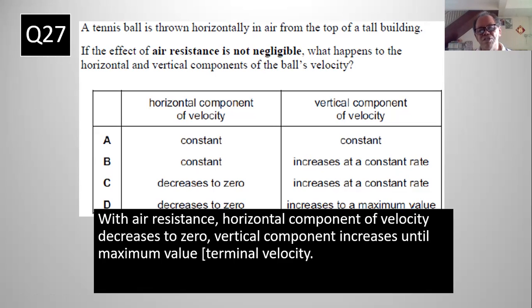With air resistance, the horizontal component of velocity decreases to zero. The vertical component increases until a maximum value. You see, we still have a height, then you move with terminal velocity. That's what it means by maximum value. Where it reaches terminal velocity, the air resistance equals the weight. You cannot increase any more. So that is where terminal velocity, or maximum velocity, occurs. The answer is D.